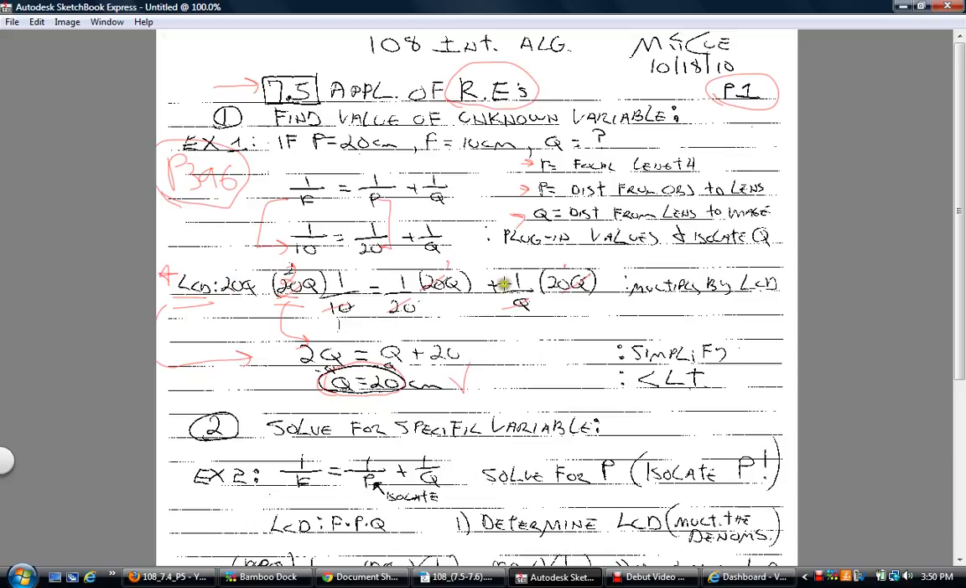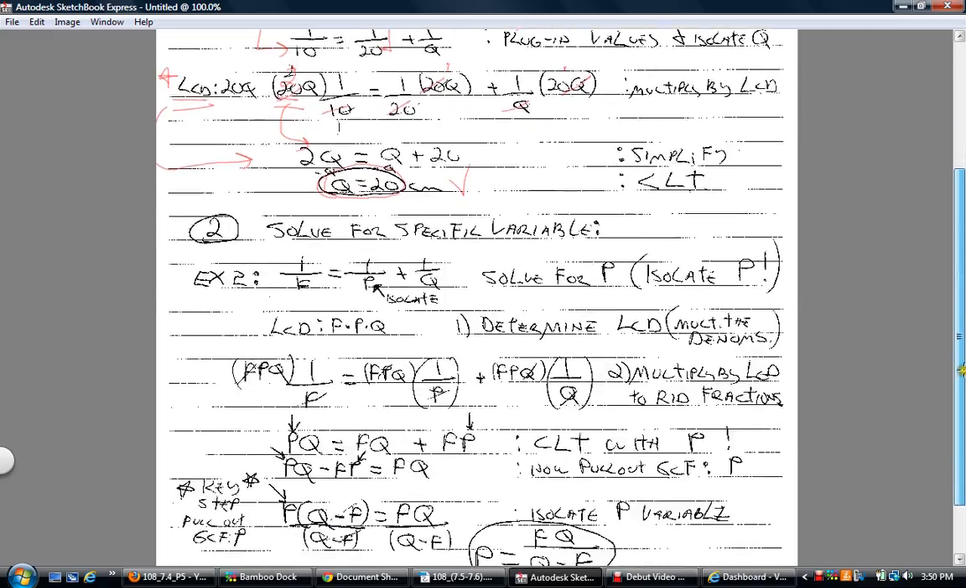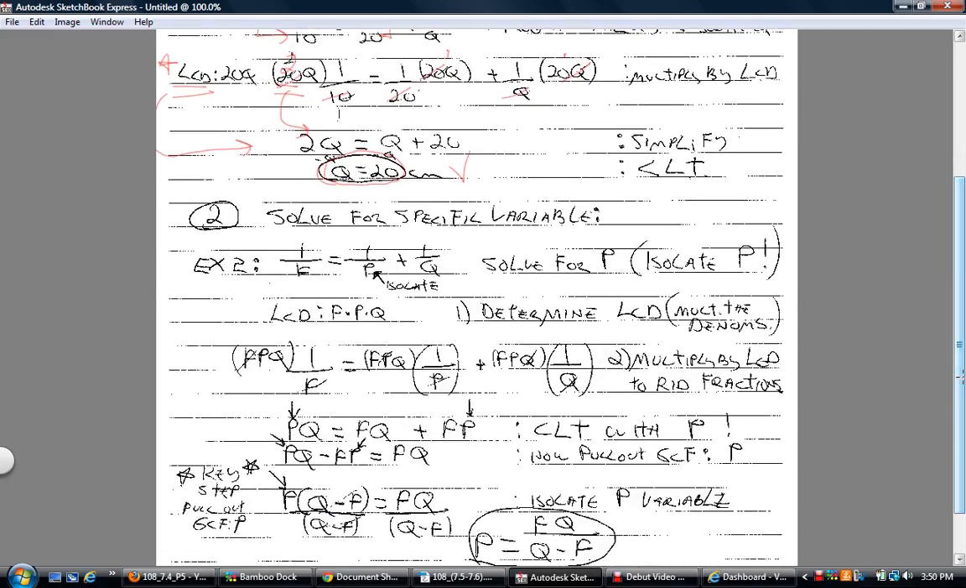Now remember that concept, because in this chapter every once in a while we keep taking formulas and we keep isolating one of the variables.